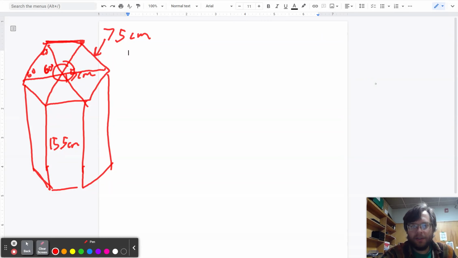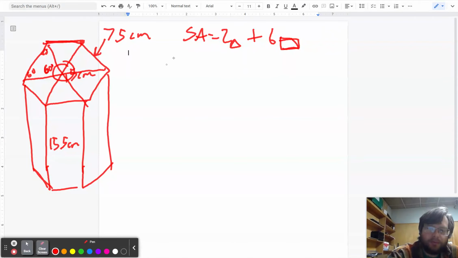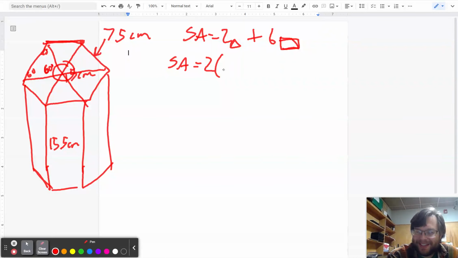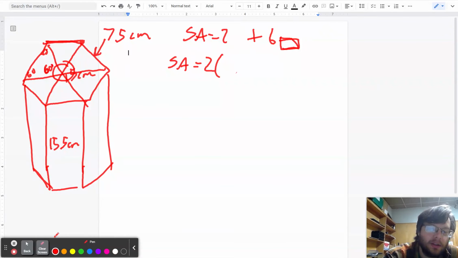So if I want to find the surface area of this whole shape, I'm going to add up two triangles plus six rectangles. Each of the triangles I can find with our formula 1/2 AB sine C. So 1/2. Oops, I just lied. It's not two triangles, it's two hexagons. And each of the hexagons is made up of six triangles. So that was almost a terrible error. Let's try to fix that.